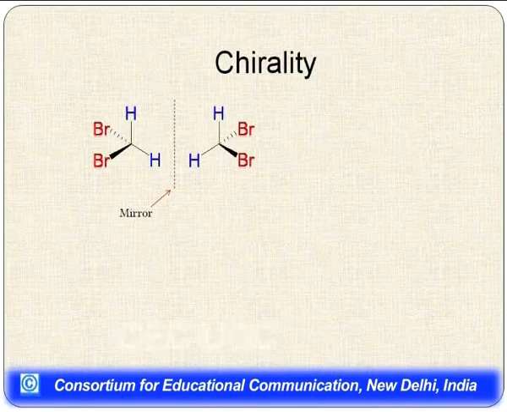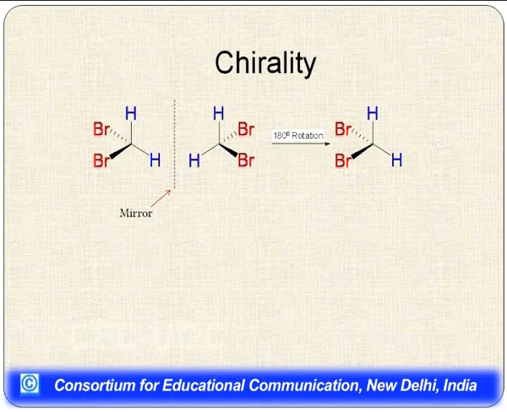As given in the slide, the first one is dibromomethane, and I have taken the mirror image of that dibromomethane. Now, what I do is a 180-degree rotation of the second dibromomethane. What do I get? I get this one.